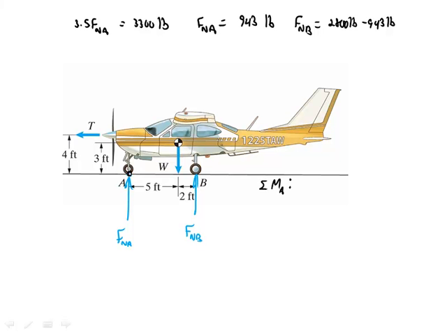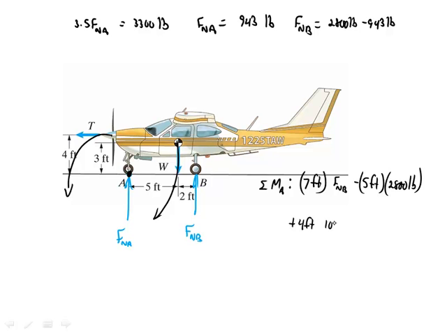Now when I do that, so here's point A. Notice the only thing I don't know, because I know T, I know W, I don't know FNB. The only unknown here is FNB. So FNB is wanting to rotate in the counterclockwise direction about A. So the sum of the moments about A, I've got 7 feet times FNB, and then W wants to rotate in the clockwise direction, so minus 5 feet times W, which is 2,800 pounds. T wants to rotate counterclockwise, and that's 4 feet above point A, so plus 4 feet times 1,000 pounds.